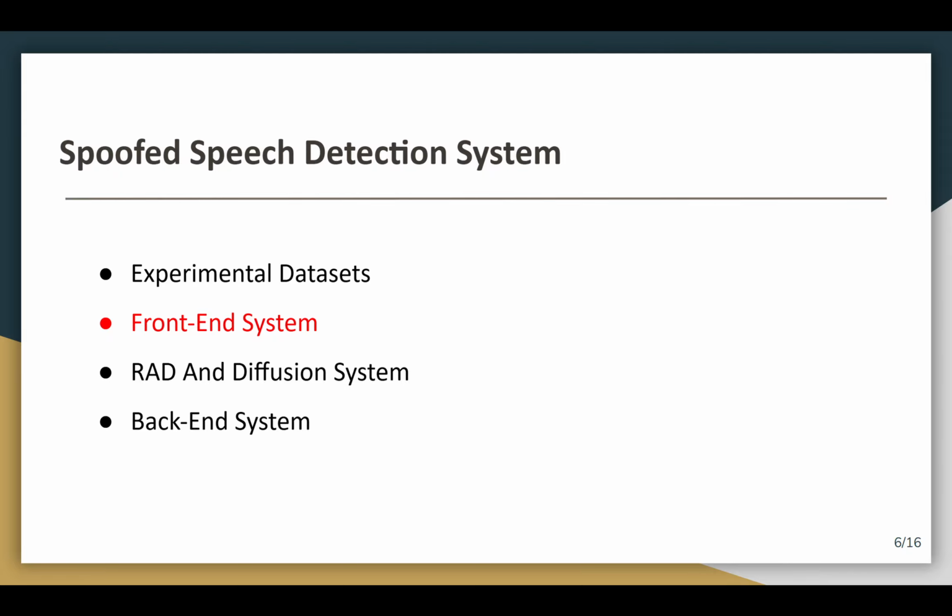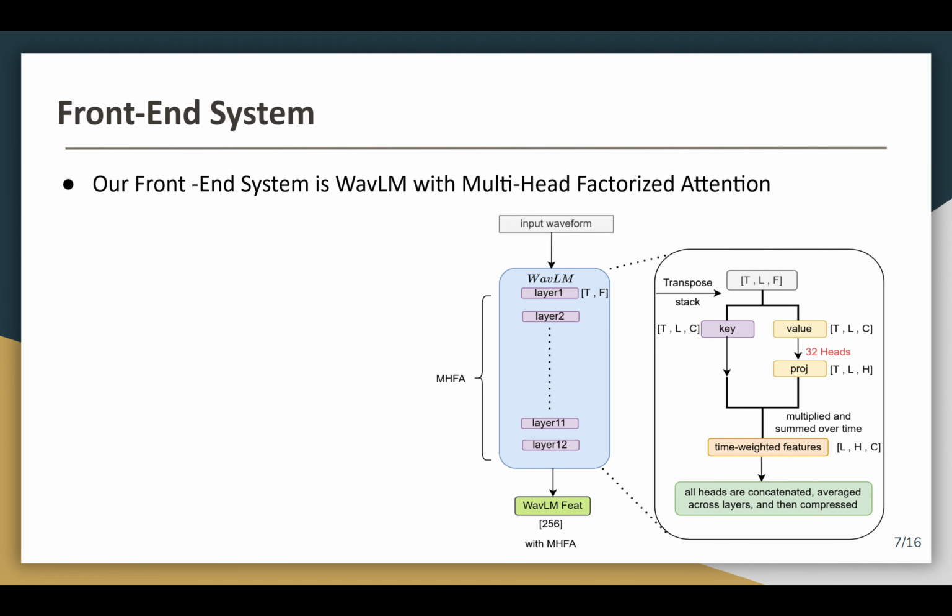Next, I'm going to introduce our spoof speech detection system. First of all is the front-end system. Now I'm going to introduce our front-end system, WavLM with multi-head factorized attention. We start from the 12 hidden layers of WavLM, each with the shape T by F tensor. These layers are stacked and rearranged into a T by L by F tensor. So for each time frame, we can preserve information from all layers.